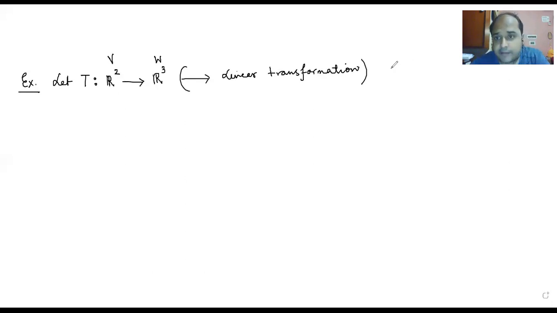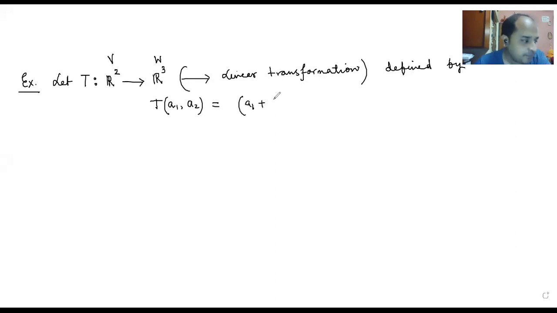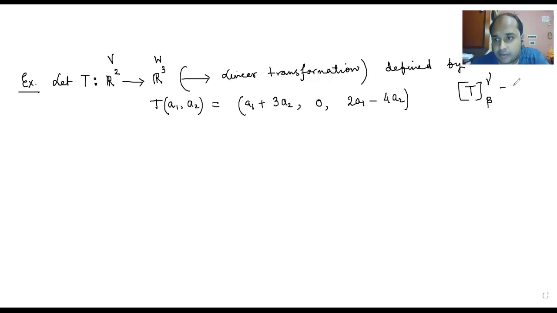And it is defined by T of (a1, a2) equals (a1 plus 3a2, 0, 2a1 minus 4a2). This is the way by which the transformation has been defined. Now I am going to find the matrix representation. My objective is to find T beta gamma.